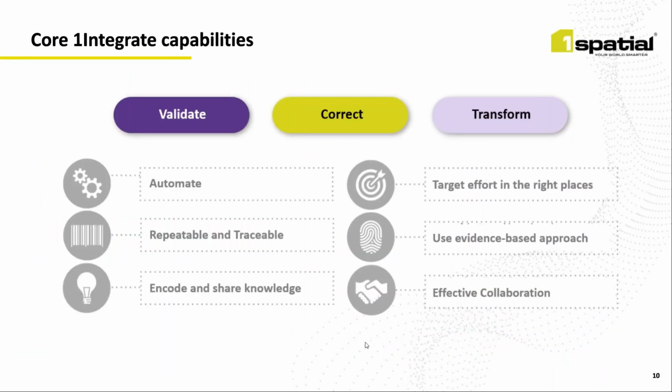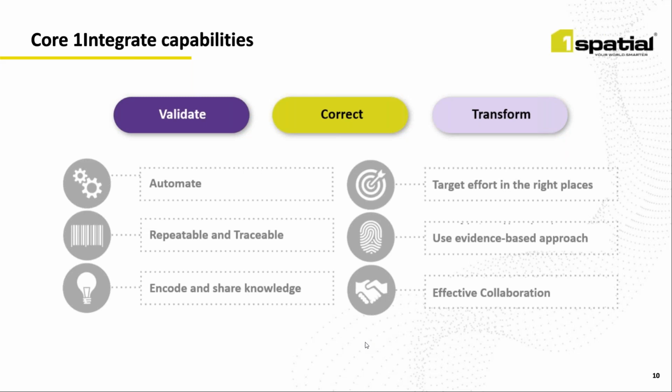So really, it's about validating our data, then correcting it where we need to, and also transforming it. So we do this by automating those processes. As I say, that means that these things are repeatable, but also traceable. So we'll have an audit trail of what happened, when it happened, what data was run through the process, what the results of that process were, etc., etc.